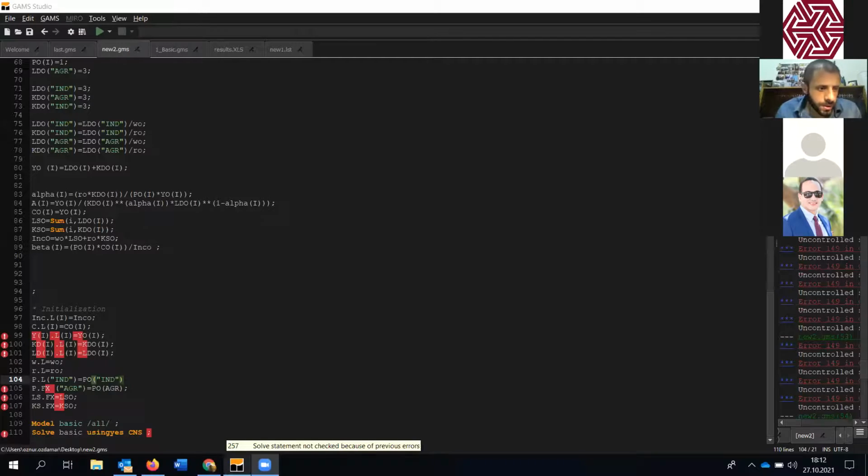So this will be the last code we'll work on, and then I will send you the correct code of the simple model on which we'll be building the new code of the open economy. So Oznur, yes, thank you.